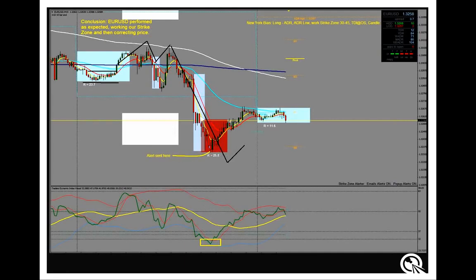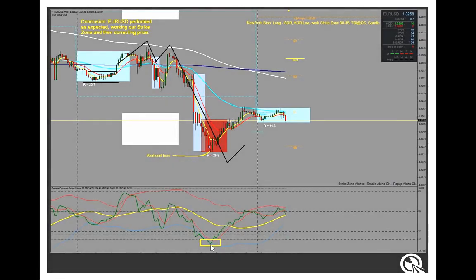Right here at the low, we've got a couple other components telling us. Take a look here at TDI. It's extremely oversold. It's outside the volatility band here. The ADR has been met. This is a beautiful setup.